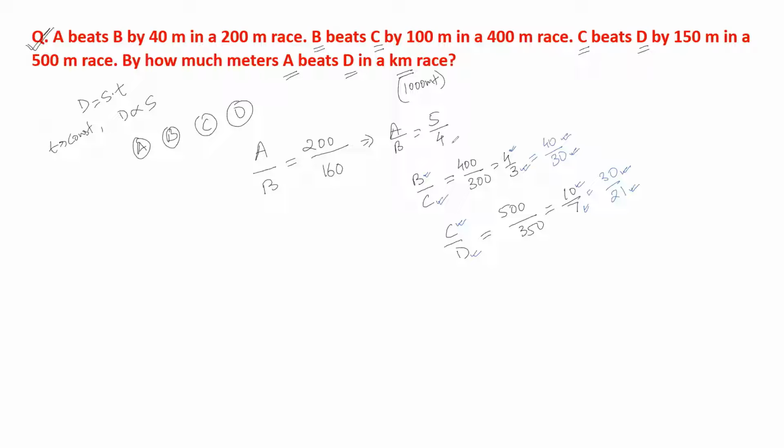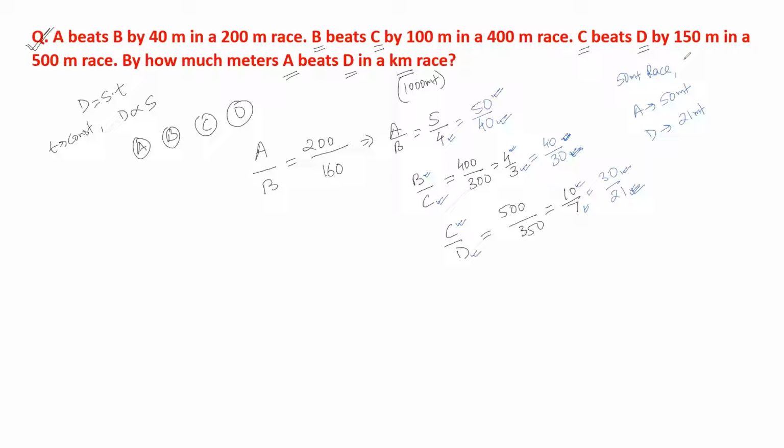In a similar way, here we have 4 and here we have 40 for B. So let us make this 40 as well. If this is 40, in that case, the numerator would be 50. So from here, we can say that when A covers 50 meter, B covers 40 meter, and in that particular time, C covers 30 meter and D covers 21 meter. So if the race would have been a 50 meter race, in that case, A would have covered 50 meter, whereas D would have covered 21 meter.